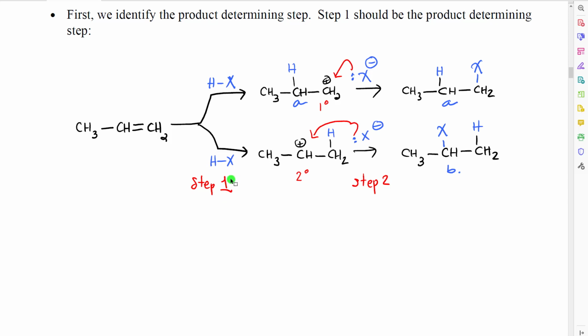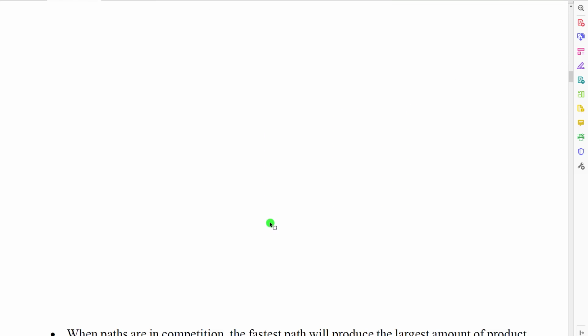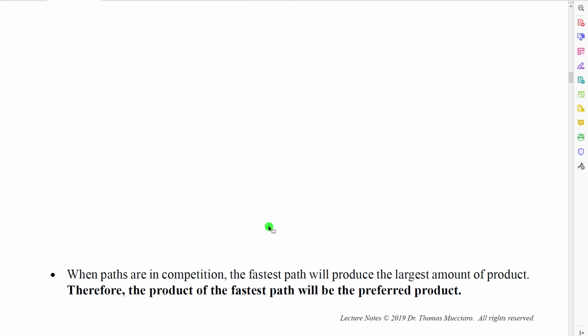When we did our example, we said that in the first step, the hydrogen could either attach to one carbon or to the other carbon. These would produce constitutional isomers of the intermediate, which would then produce constitutional isomers of the product. Once those two paths split, what we find is that the fastest path will produce the largest amount of product. Therefore, what we want to do is look at the two paths and determine which path would be faster.